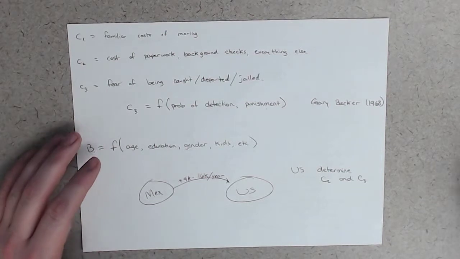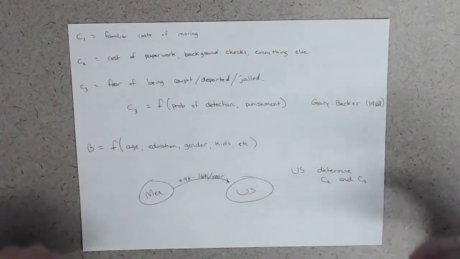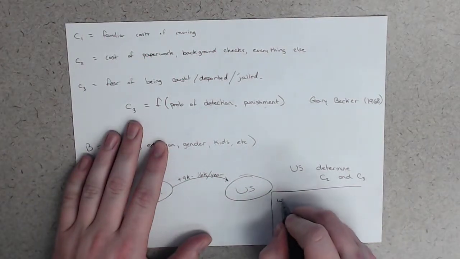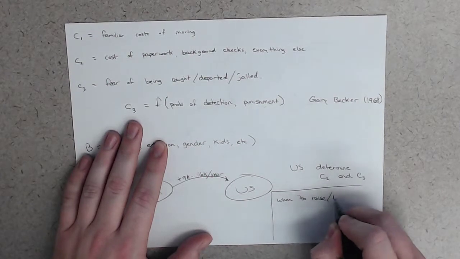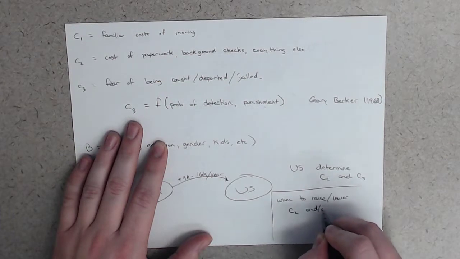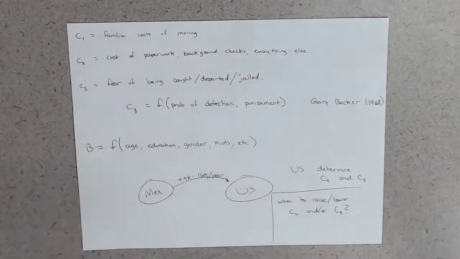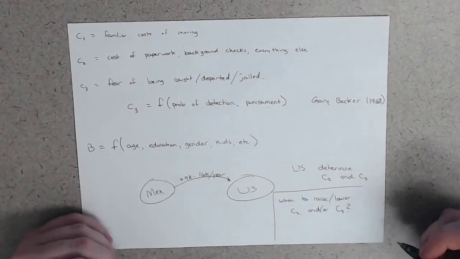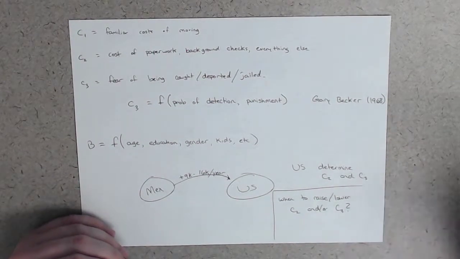So, for example, the people of the U.S., right, we get to determine C2 and C3. So under what conditions, right, the question I'm asking is when to raise or lower C2 and or C3, right? And so that's the question that we want to ask here. When do we raise C2? When do we lower C2? When do we raise C3? And when do we lower C3?